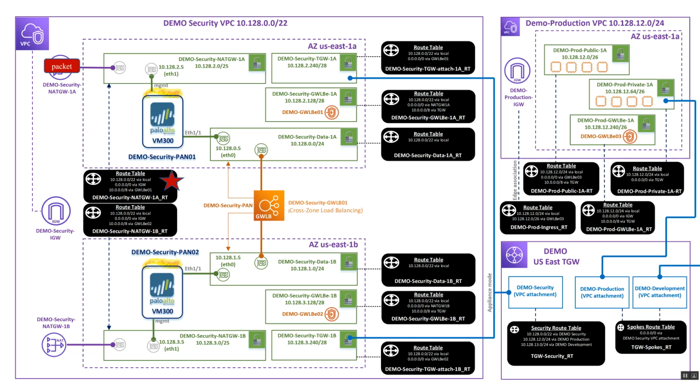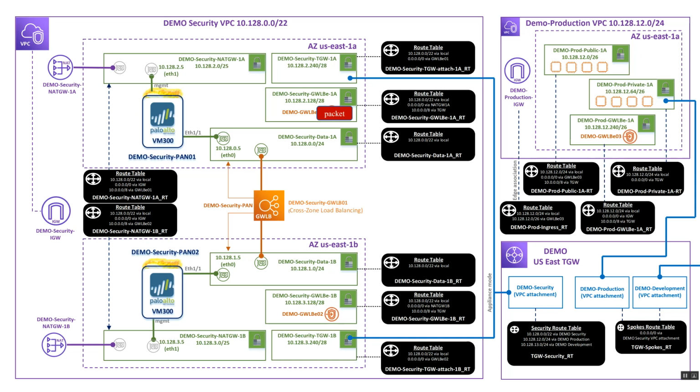So now the destination is the prod private IP address, which is in the demo production VPC, and the route table gets consulted. Well, how do I reach the 10 network now? Oh, look, I have a route. It's the 10.0.0.0/8 via the gateway load balancer endpoint 01. So the packet is going to get forwarded to the original gateway load balancer endpoint 01 in the same AZ.